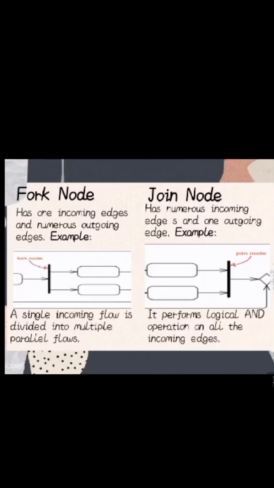We also have here the join nodes. It is the opposite of fork nodes as it has many incoming edges and a single outgoing edge. So you can see the example below. It performs logical AND operations on all the incoming edges. So this will help you to synchronize the input flow across a single output edge.